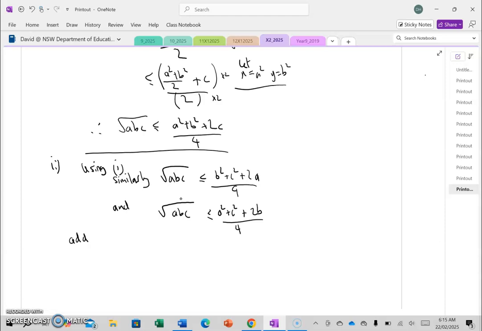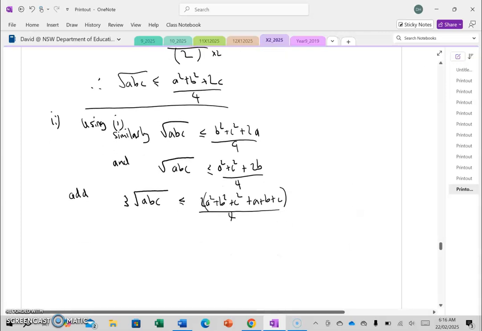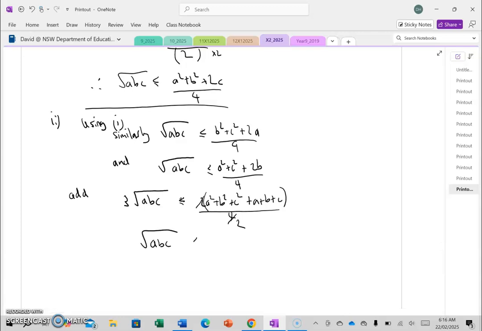And then the trick is to add the three results, and let's see what we get. If we add the left hand side, we'll have 3 lots of square root ABC. And if we add the right hand side, convince yourself you've got 2 lots of A squared, 2 lots of B squared, 2 lots of C squared. So 2 lots of (A squared plus B squared plus C squared), and you've also got 2 lots of A, B, and C, on 4. Okay, and we can cancel that, change that to a 2, and we can divide by 3, and then I believe that is the answer.